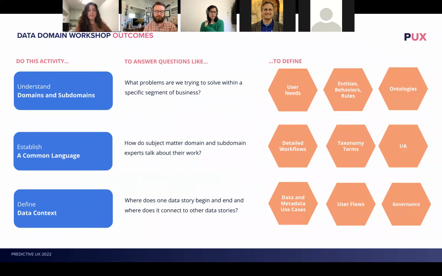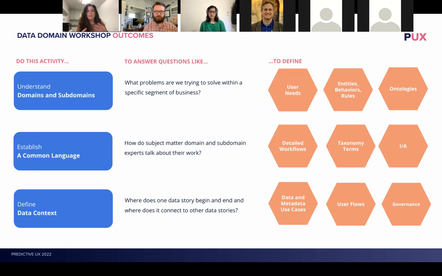So for a data domain workshop, these are some of the outcomes that we achieve by going through these activities. And really, to me, this is one of the most important things that you can do. Along with user research, we don't always get to do user research, right? In a perfect world, we would.